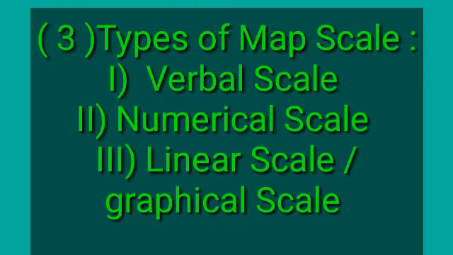There are three ways of expressing the scale on a map. We can say there are three types of map scale. First, verbal scale. Second, numerical scale. Third, linear scale or graphical scale.